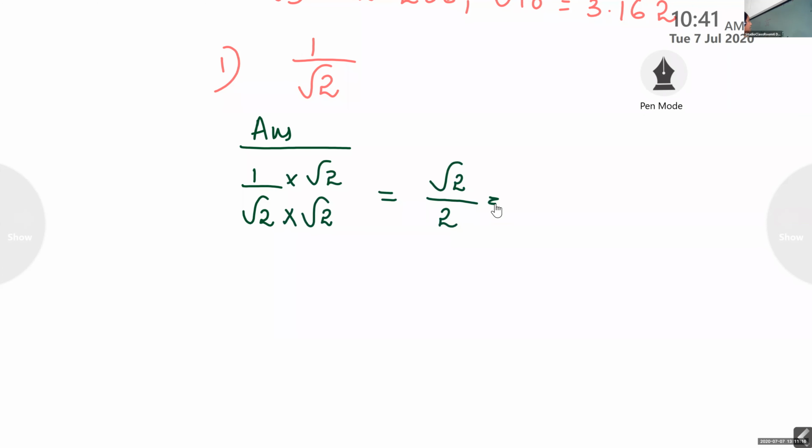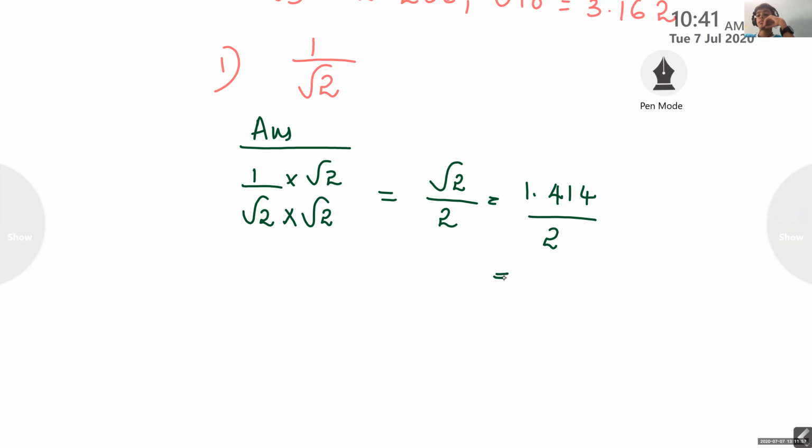Now you are substituting the value of root 2 here. It is 1.414 divided by 2. And will you tell the answer of this? What is the answer after division? Tell the answer. 0.707. Is it correct? Okay, 0.707. Shall I divide and show you?